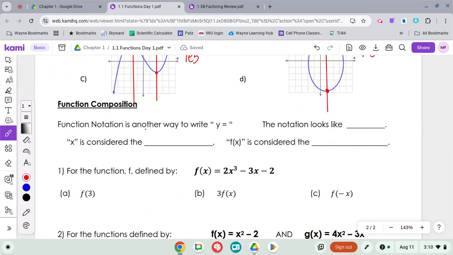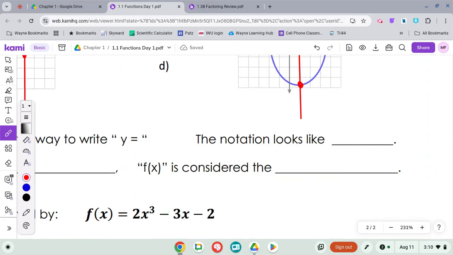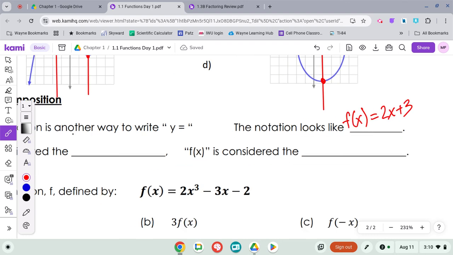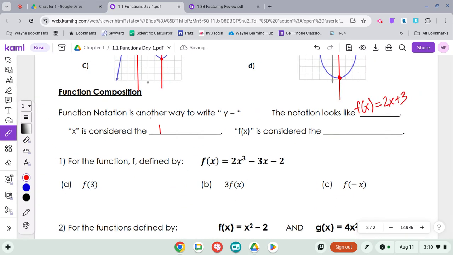And let's go ahead and talk function composition, okay? So function notation is another way to write y equals. Now, in function notation, instead of y equals, we often see something like this. We briefly talked about this yesterday. f of x equals 2x plus 3, okay? We have some x value that's our input. x is considered the input. That results in our output, or our f of x.